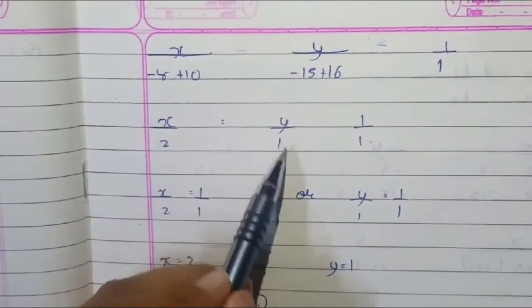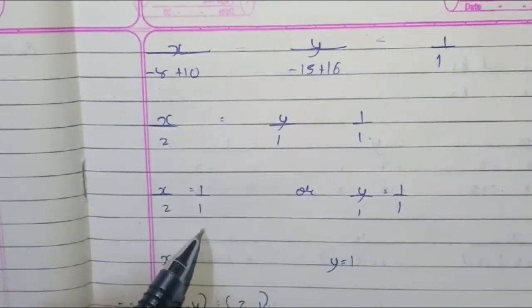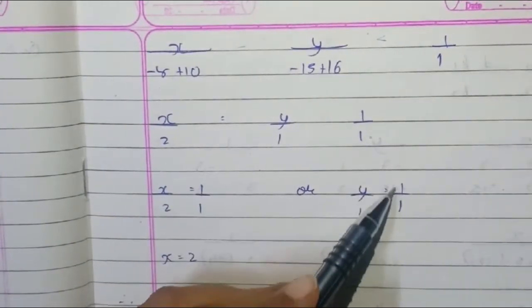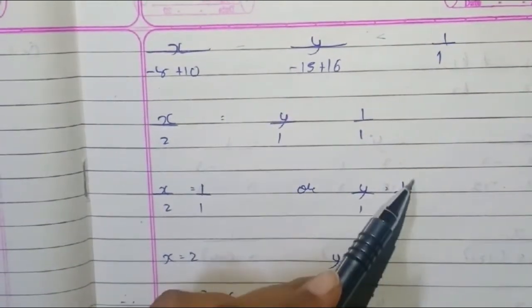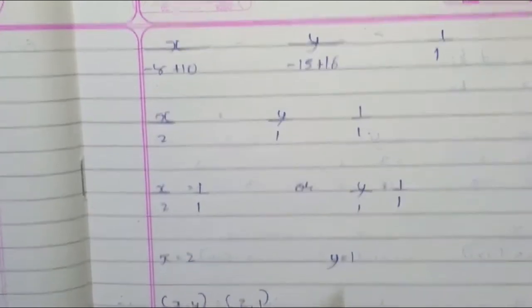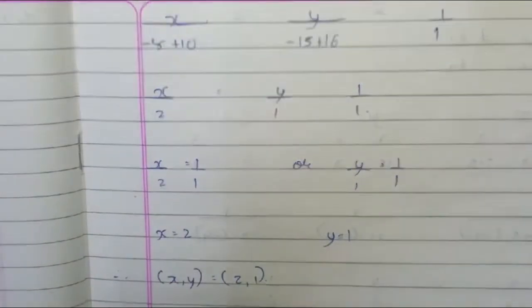So x by 2 is equal to y by 1 is equal to 1 by 1. What is the meaning of this? x by 2 is equal to 1 by 1, or y by 1 is equal to 1 by 1. So 2 is going here, so x is equal to 2. 1 is going here, so y is equal to 1. So what is our solution? x comma y is equal to 2 comma 1.